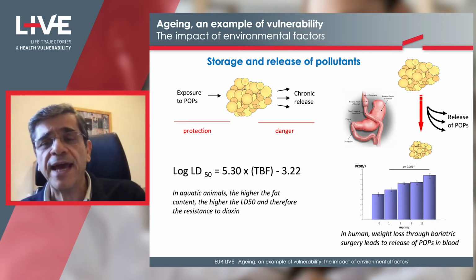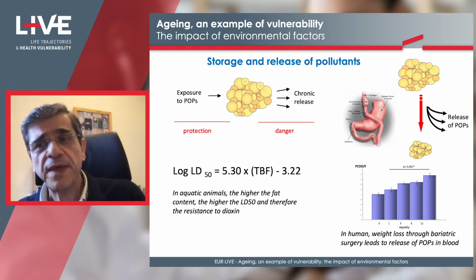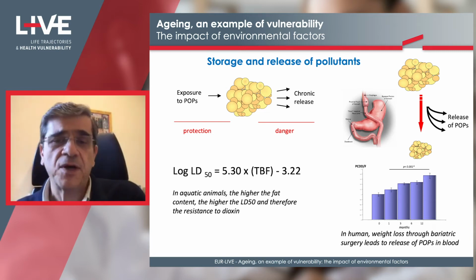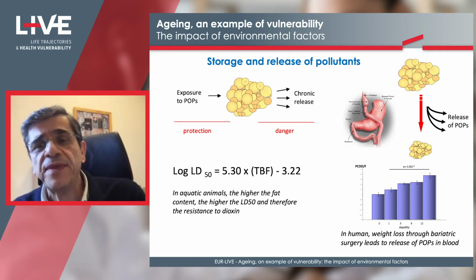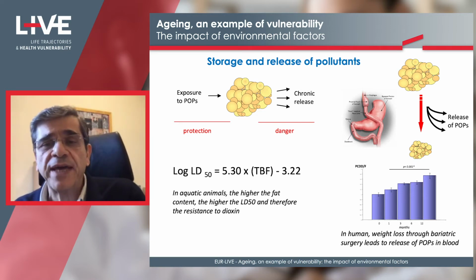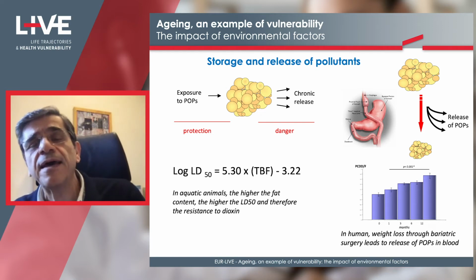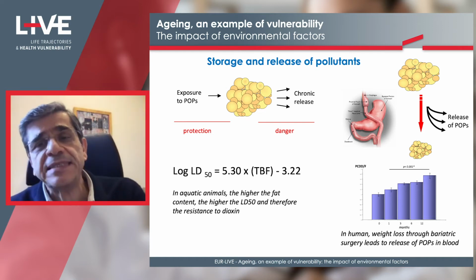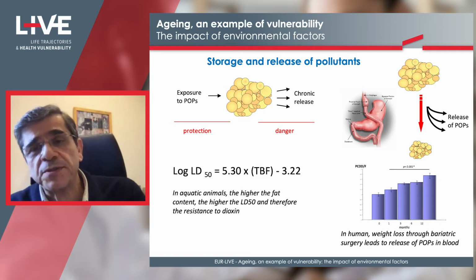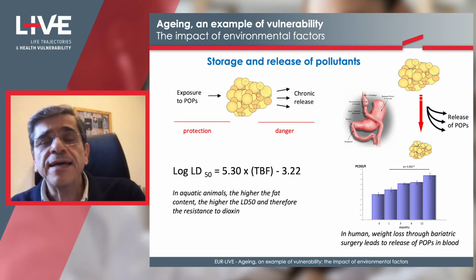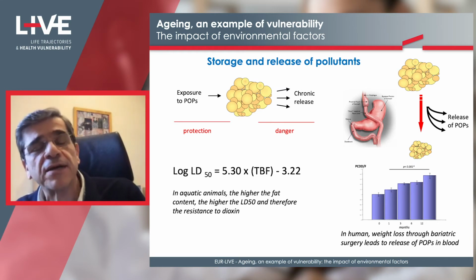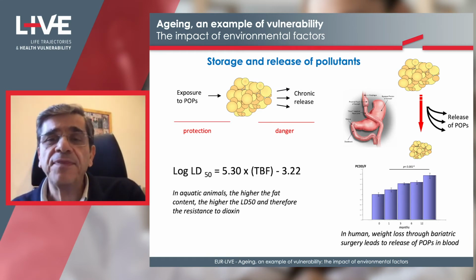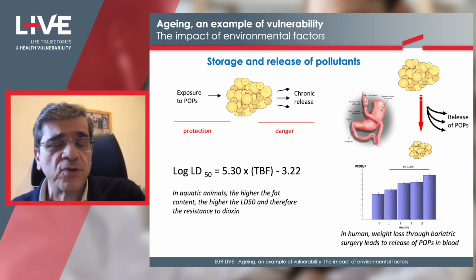And the more the animal had adipose tissue, the more they were protected towards dioxin impact. So this is evidence that probably adipose tissue can be protective. This is the first part. The second part, which is dangerous, is that since adipose tissue stores these pollutants, it can release them at a lower rate, but at a chronic rate. And this may be dangerous to the rest of the organism.